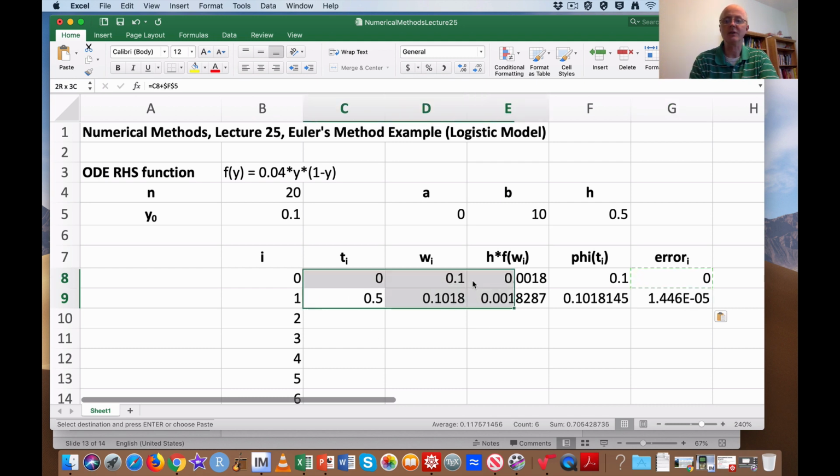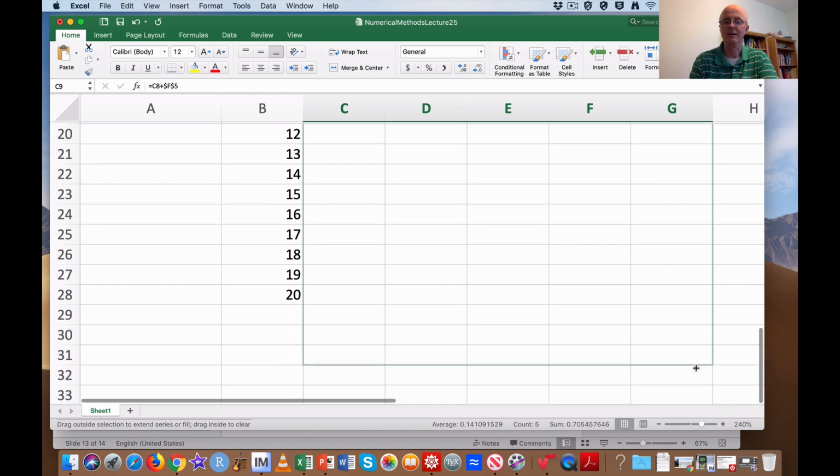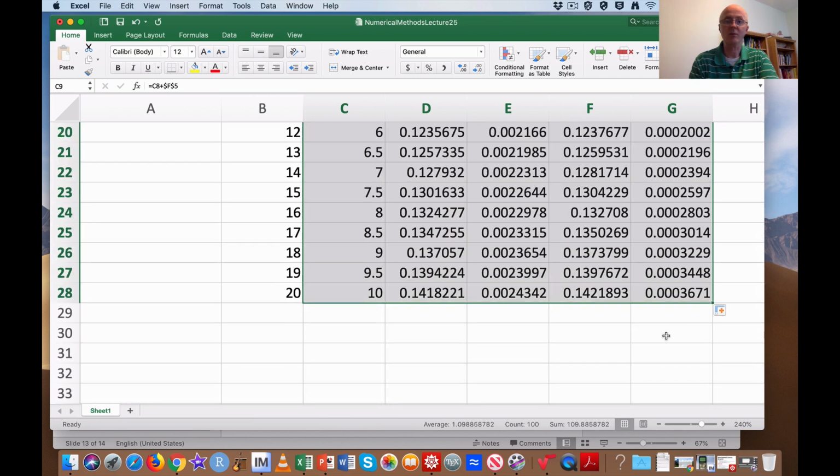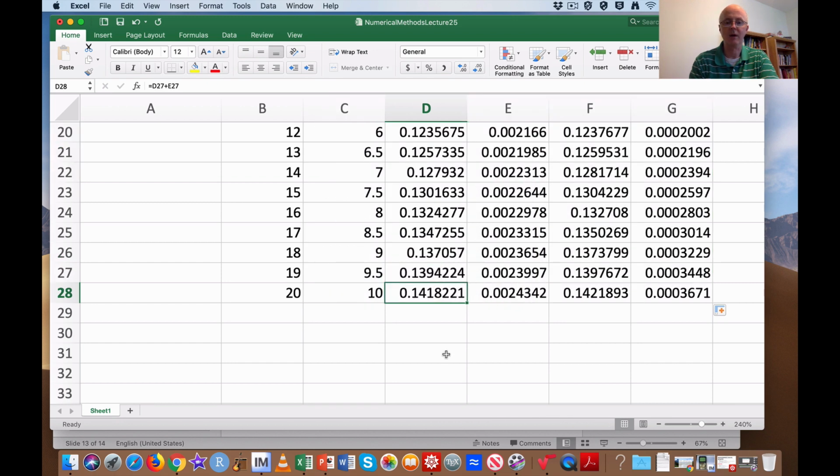We should now be able to click and drag all these rows downward like this. What's our final approximation? Our final approximation is W sub 20 right there. I'll boldface that. That's supposed to approximate phi of, what was it? Phi of 10 right there. Boldface that. And there is our error right there. Boldface that. You can see they're pretty close. The error is still pretty small. 0.0030671.